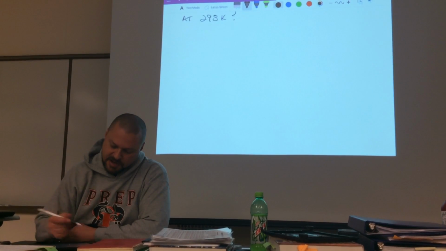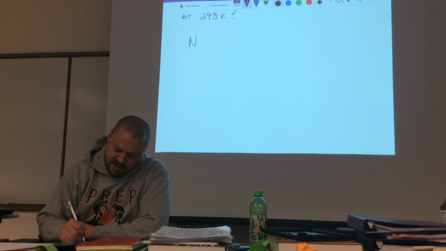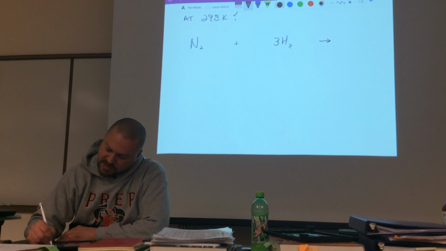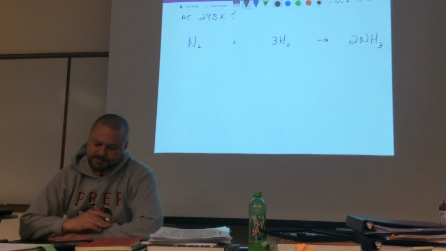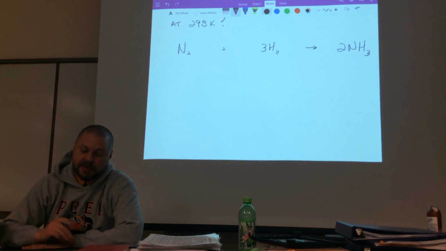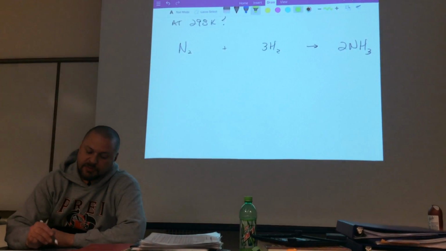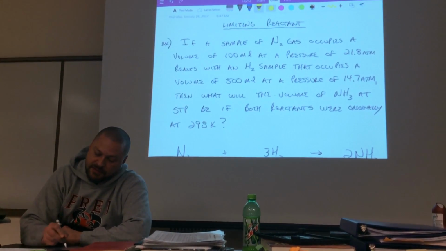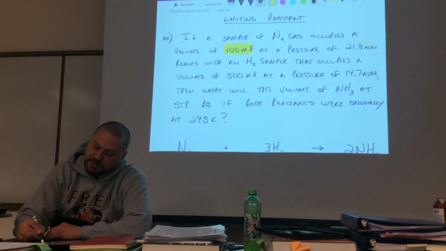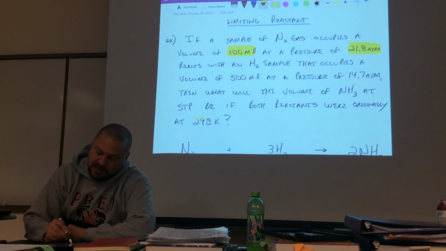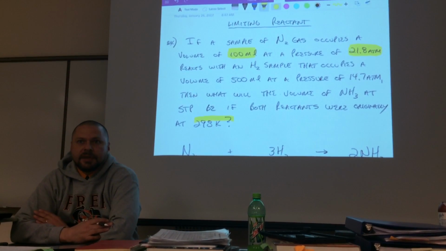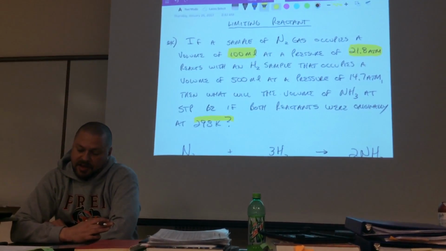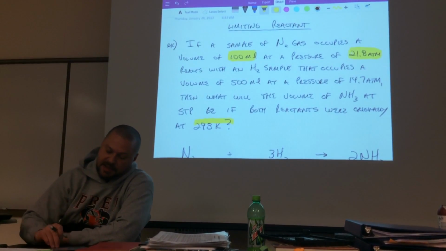All right, so I'm going to come up here and make an equation. So our equation is N2 plus 3H2 yields 2NH3. This is that same one we used before. So if I go up to the equation here, the stuff about N2, it tells me the volume of the N2, the pressure of the N2, and the temperature of the N2. Okay. So they tell me the volume is 100 milliliters for the N2, the pressure is 21.8, and the reactants were all at 298 K. So I'm going to put those in there.